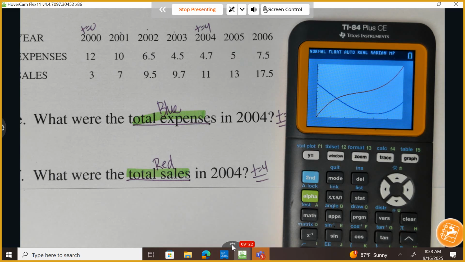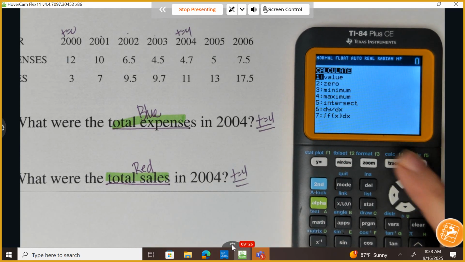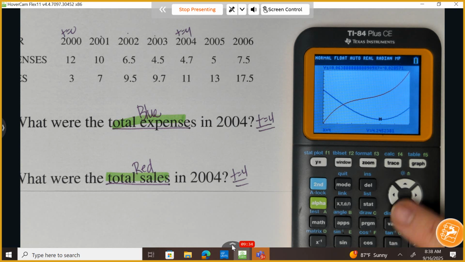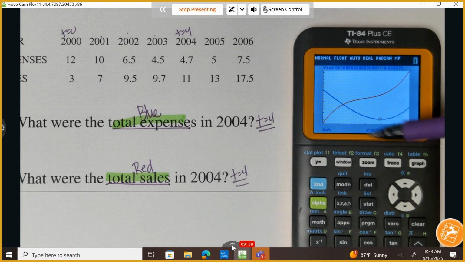Now, we want to know in the year 2004. So can everybody go second, calculate, value, and type in 4. What's beautiful about this is that we can jump from one line to the next using this arrow. So I want to go blue first. I'm already on blue. Okay, so everybody look down below here.